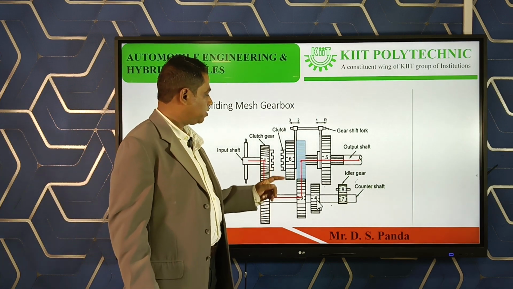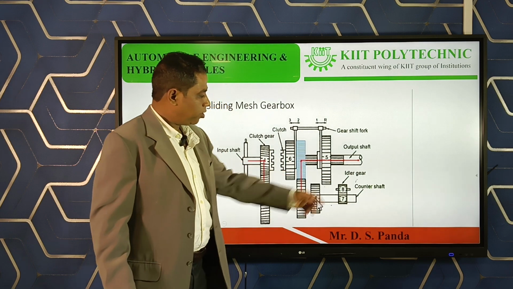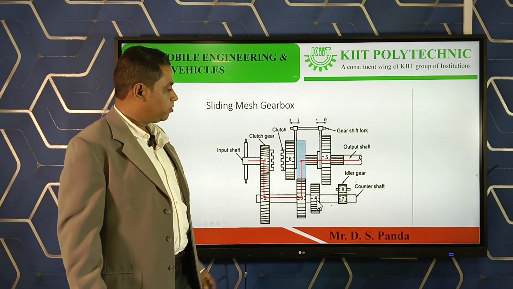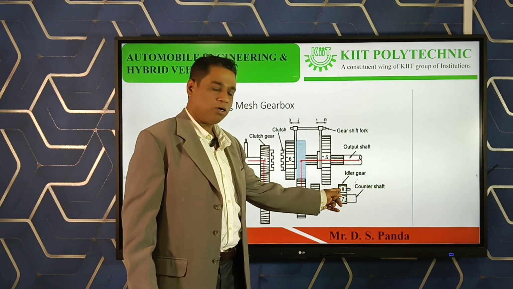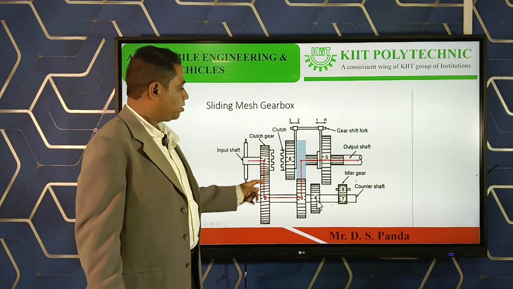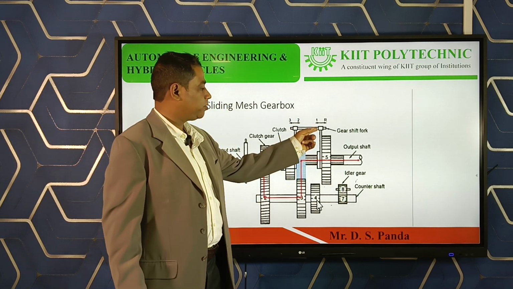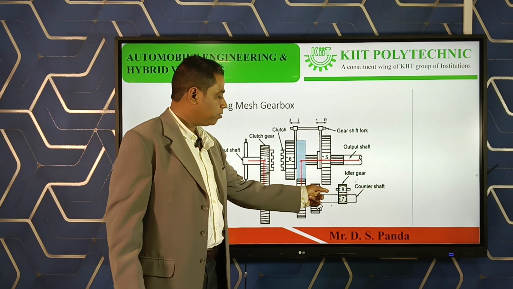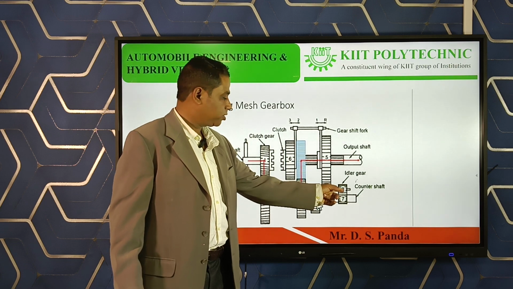Similarly, for reversing the vehicle, we use the idle gear or reverse gear. This one is the idle gear or reverse gear. When we use reverse gear, by using the gear shifting lever, this gear, suppose number 5 gear, will mesh with the idle gear or reverse gear.